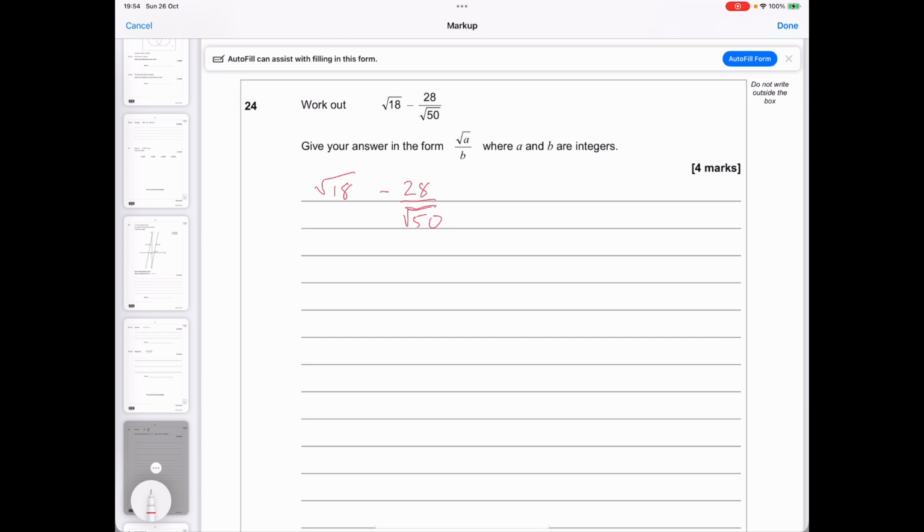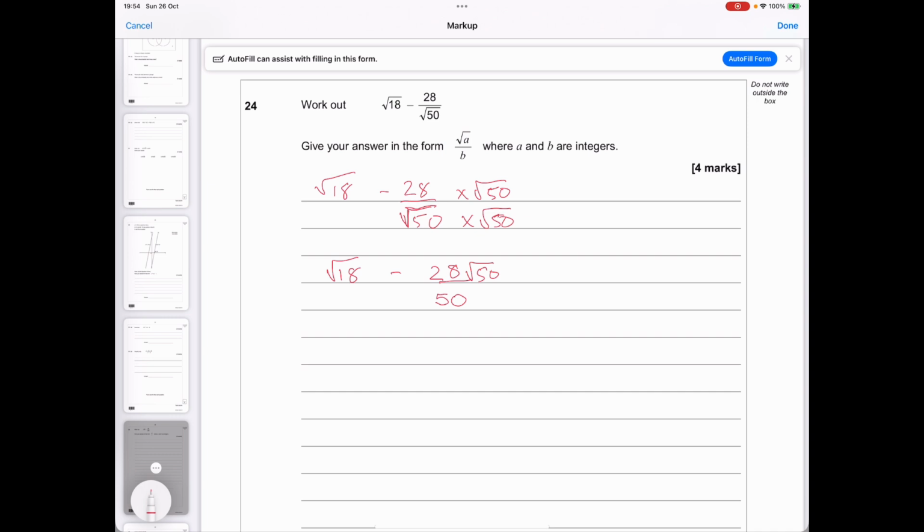Now the first thing you need to do in any of these situations is get rid of the surd denominator. So you've got to times that by root 50 and times the top by root 50. And so we will end up with root 18 minus 28 root 50 over 50.